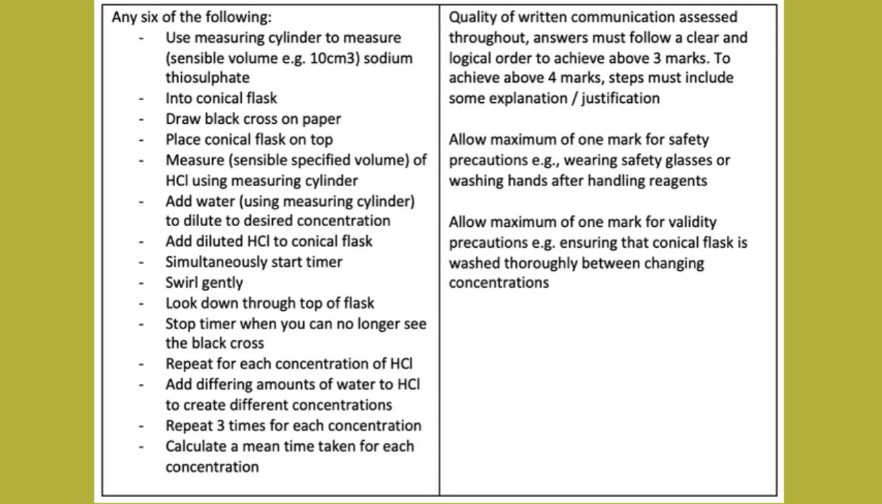You add your HCl to the conical flask. At the same time, you start the timer, swirl gently. Look down to the top of the flask, and when you can no longer see the black cross, you stop your timer. And it's important to repeat this 3 times for each concentration so that you can form an average, and then you calculate the average for the time taken for each of the different concentrations.